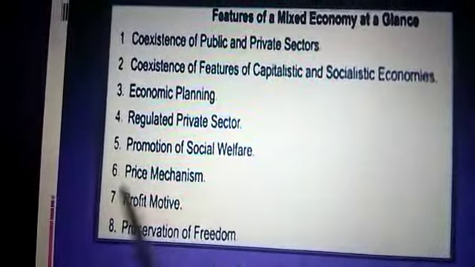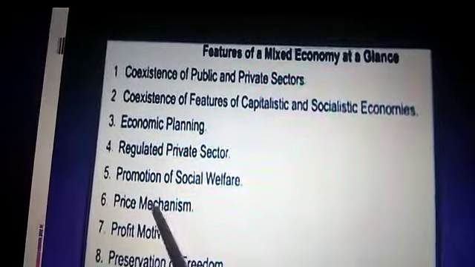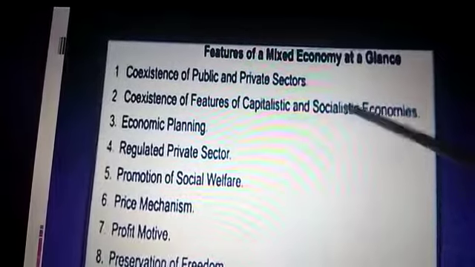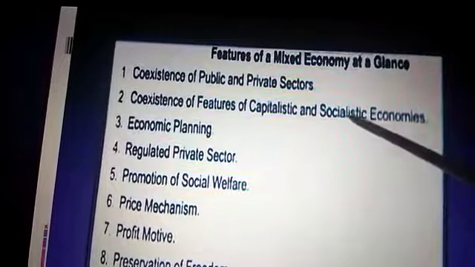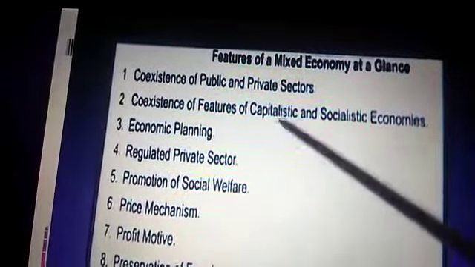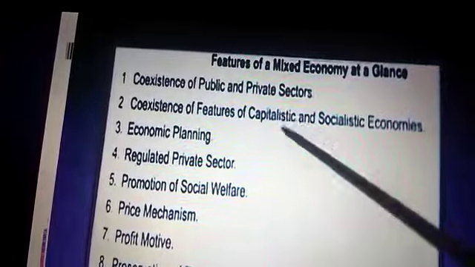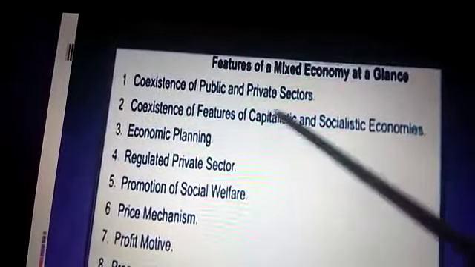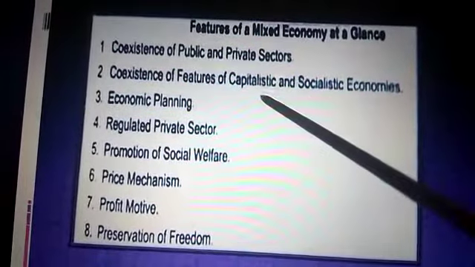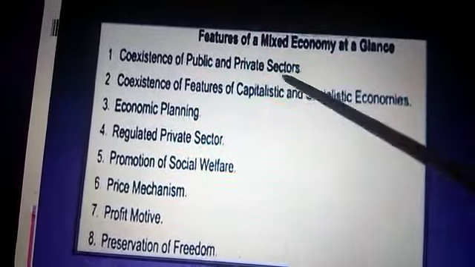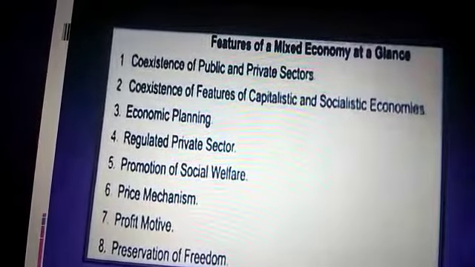Then comes the next one, price mechanism. It is a method of determination of prices. In case of a socialistic economy, the government decides the prices of the commodities, keeping in mind social welfare. So prices are kept low. Capitalistic economy, profit is the motive, but there is competition. If one seller charges 10 rupees and the other one charges 12 rupees, the seller who is charging 12 rupees will not be able to sell his products because his products have become costlier. Okay? Hence, in a capitalistic economy, prices are determined by demand and supply.